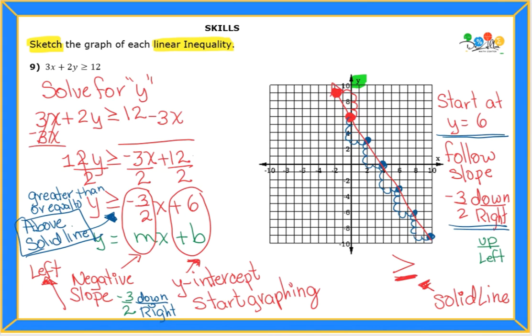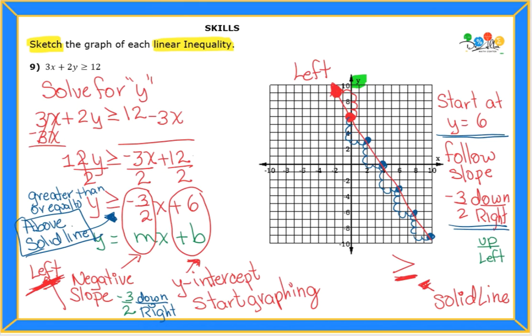Now, I'm going to make kind of like an arrow right here. And notice how this one is pointing to the left, right? Because we agreed earlier that the left means negative slope. Now the next question is, where do I shade it? Above or below? Well, we decided that it was going to be above.